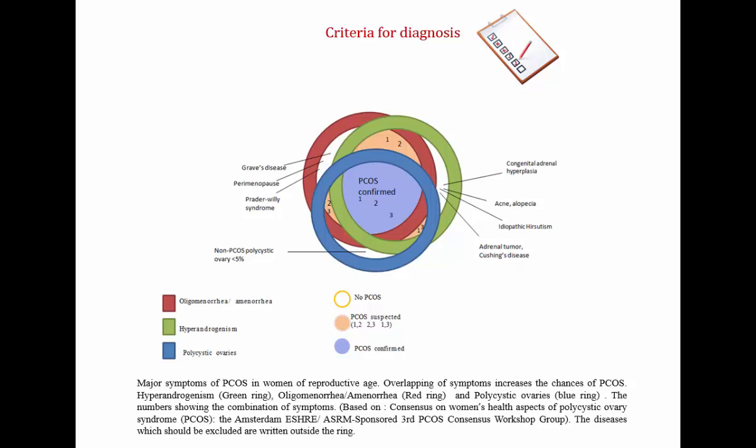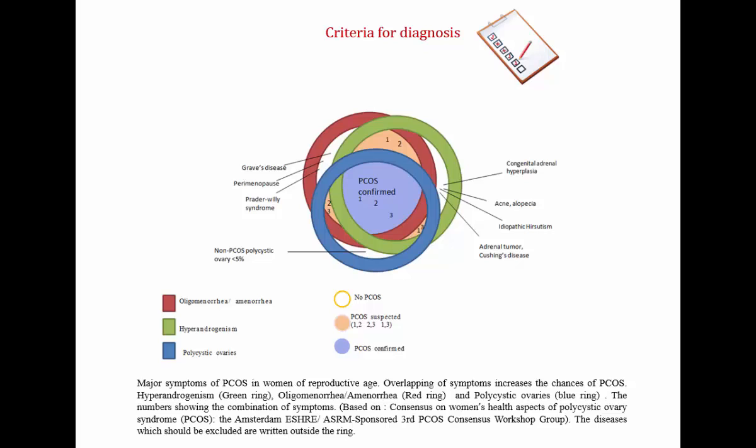So to summarize, this is just what most of the papers have written and what we think is the best criteria for diagnosis. There are three symptoms we have taken. Number one is oligomenorrhea or amenorrhea. This is shown here by the red ring. The other is hyperandrogenism. This is shown by the green ring. And the third is polycystic ovary, which can be viewed on ultrasound. So this is the blue ring.